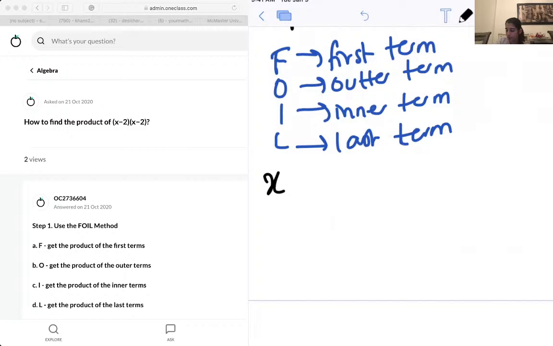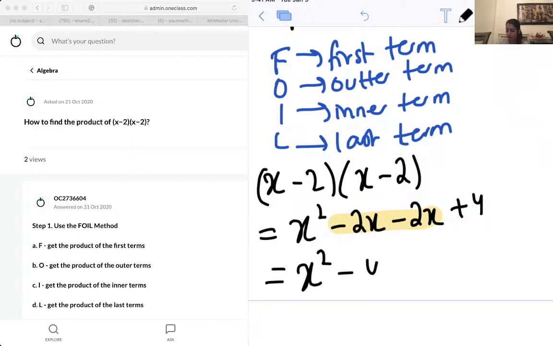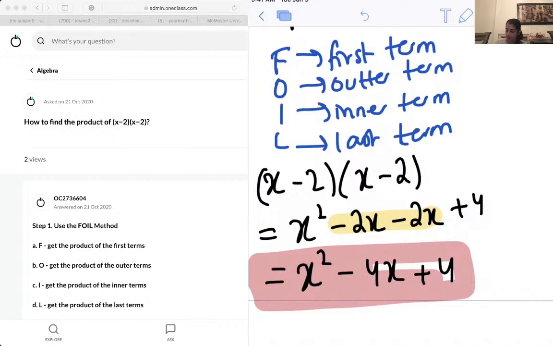So x minus 2 times x minus 2 is equal to x times x is x squared. X times negative 2 is negative 2x. Negative 2 times x is negative 2x, and negative 2 times negative 2 is positive 4. We're going to add up the like terms, so just these, and the answer is going to be x squared minus 4x plus 4. That is our final answer.